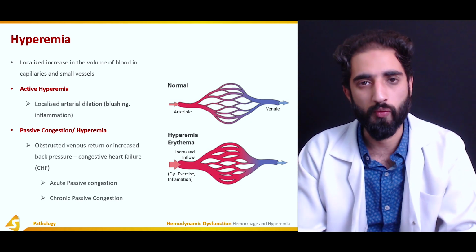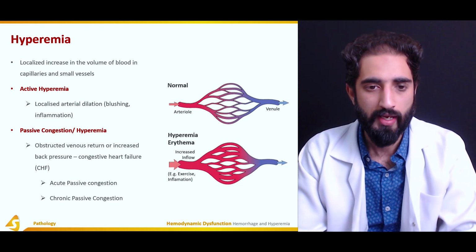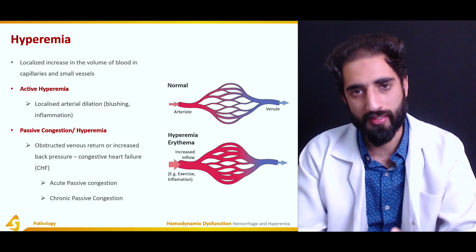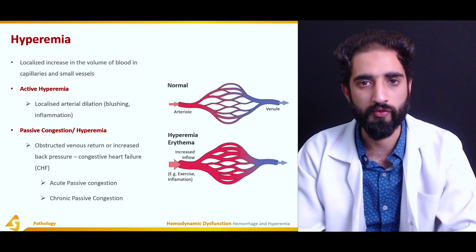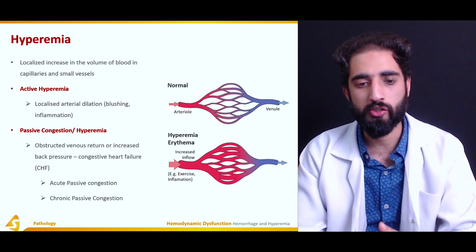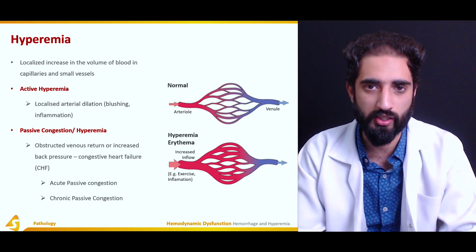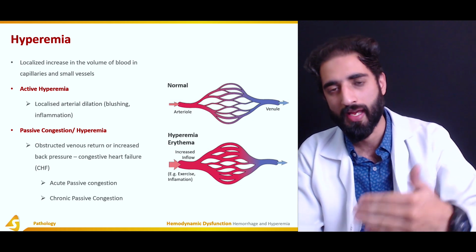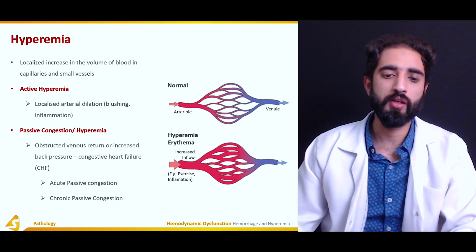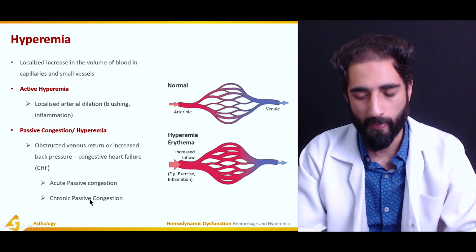There are two types of hyperemia: active hyperemia and passive congestion or passive hyperemia. In active hyperemia, there is localized arterial dilation, for example, as in heating, blushing, or inflammatory process. In passive congestion or hyperemia, there is actually obstructed venous return or increased back pressure, such as in congestive heart failure, so the blood is not able to go back. It can result in acute passive congestion or chronic passive congestion.